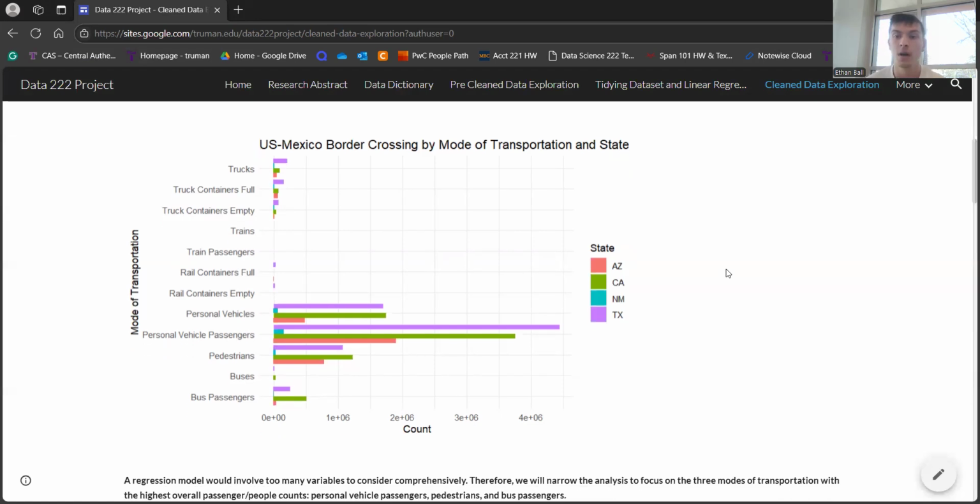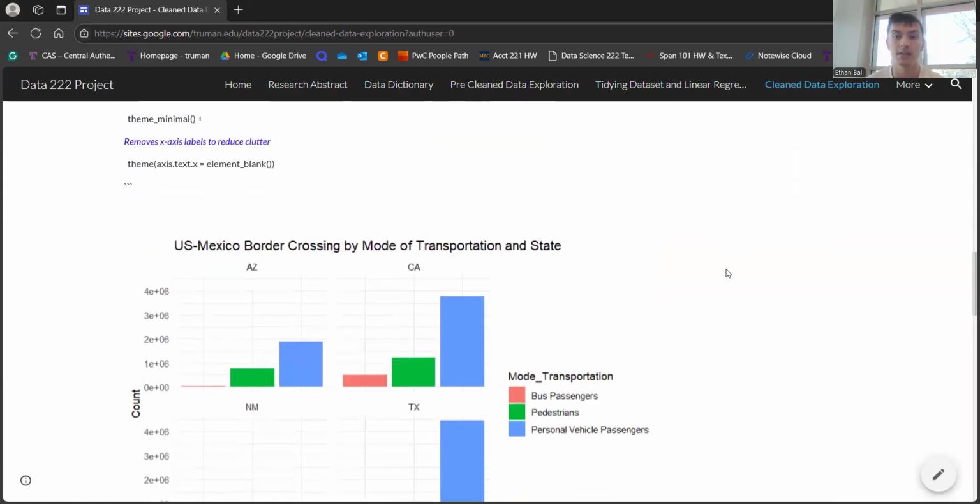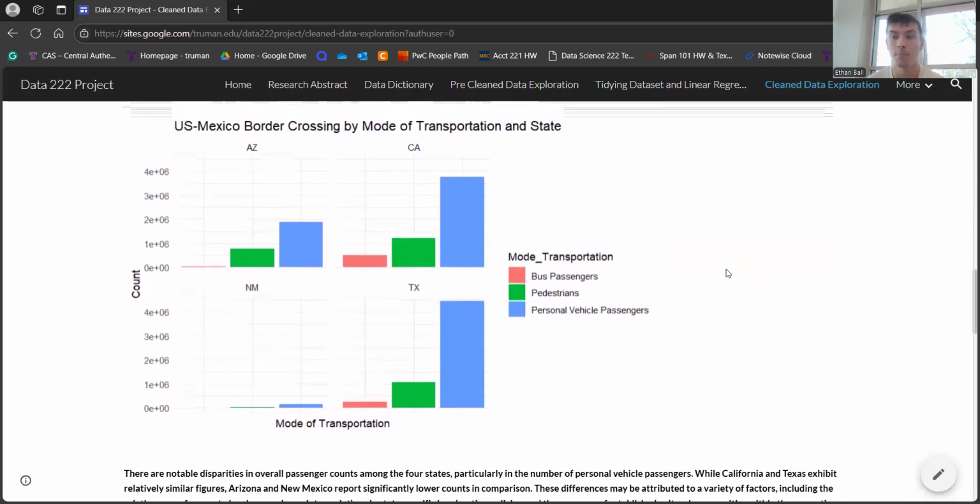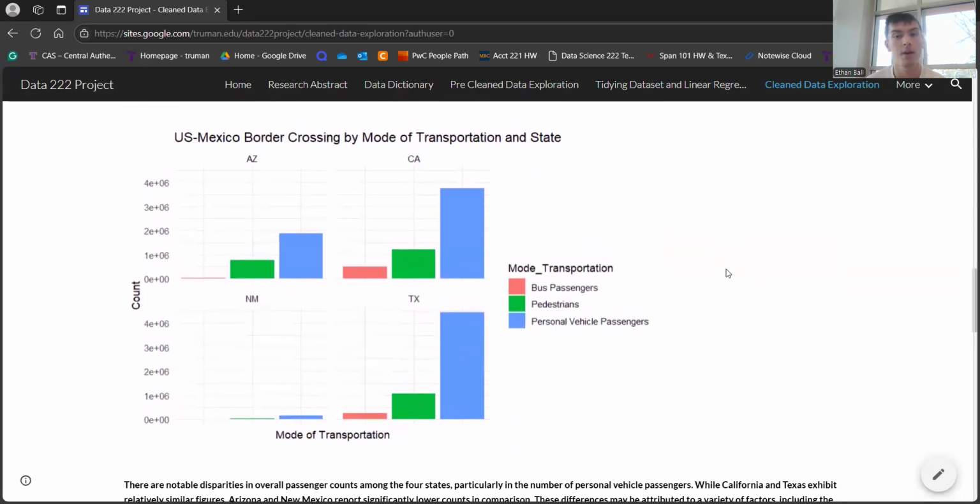Next, we zoomed in on the three modes of transportation with the highest counts: personal vehicle passengers, pedestrians, and bus passengers. We created a bar chart to compare how these modes of transportation performed across states.